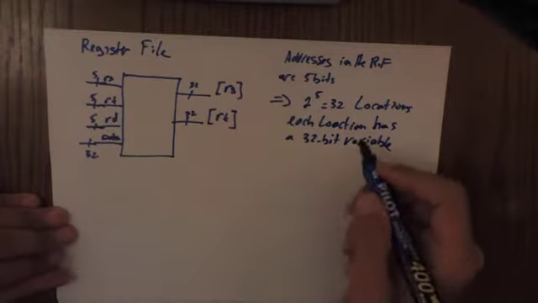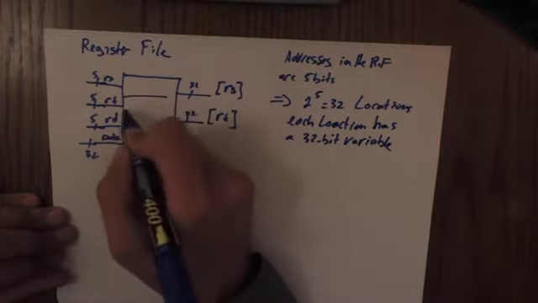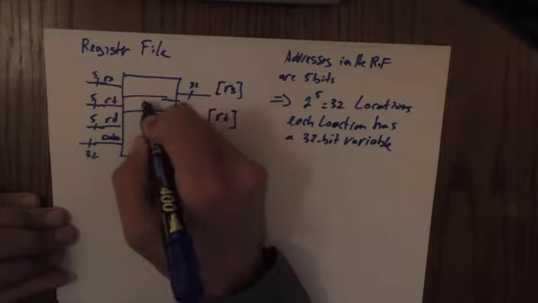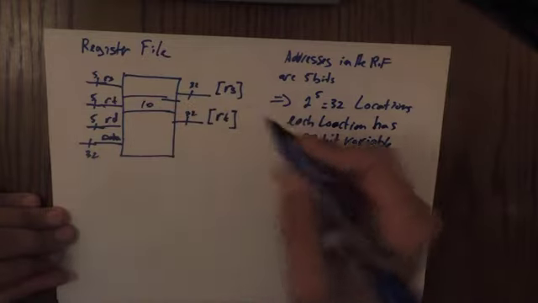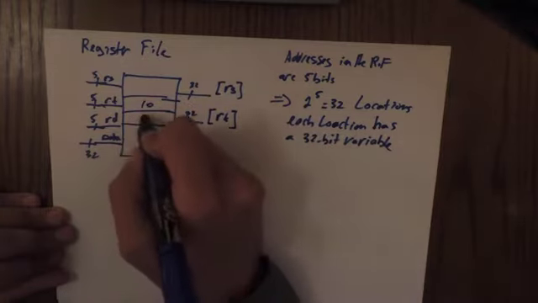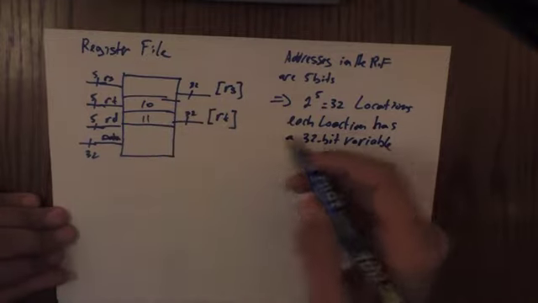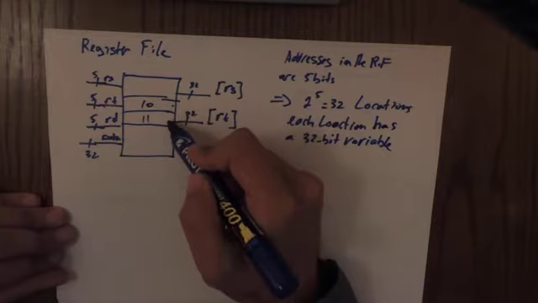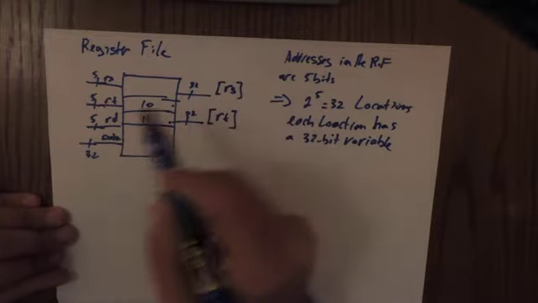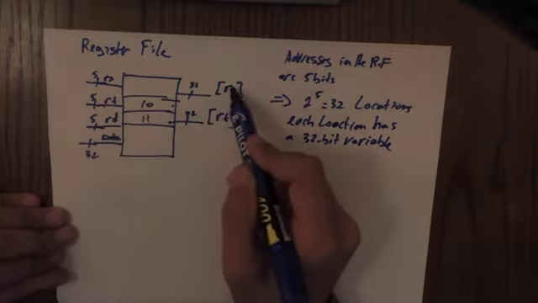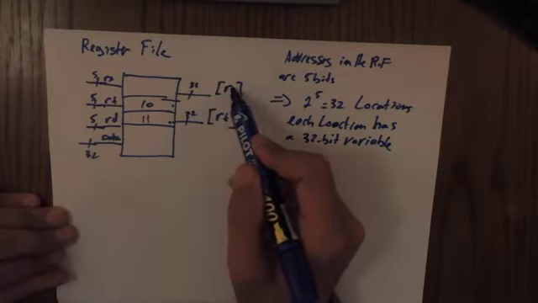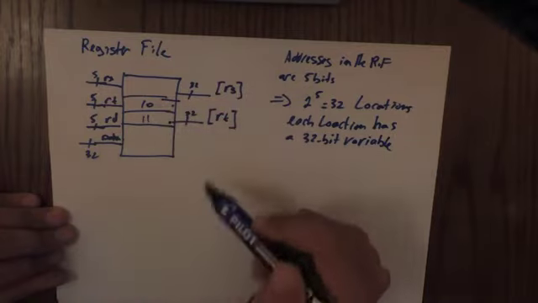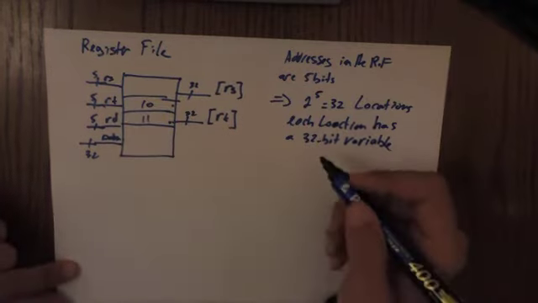Let's say I want what's inside this location, which is, let's say, 10, and let's say 11. So I need to give the address 10 and give the address 11 to have them here. Of course, RS will give me the content pointed to by RS, and RT will have its value here.